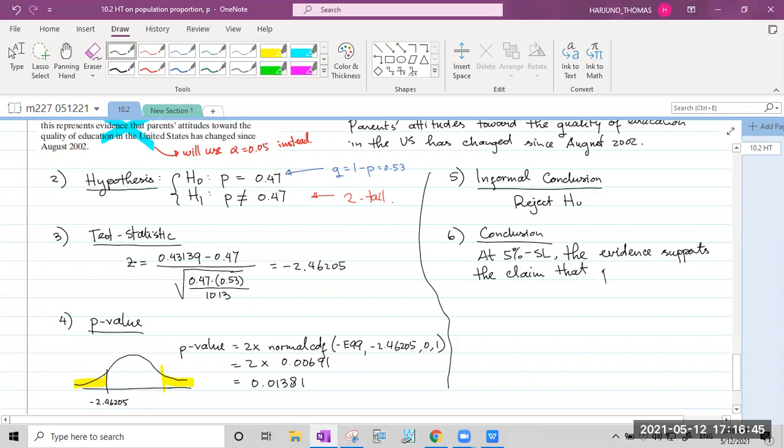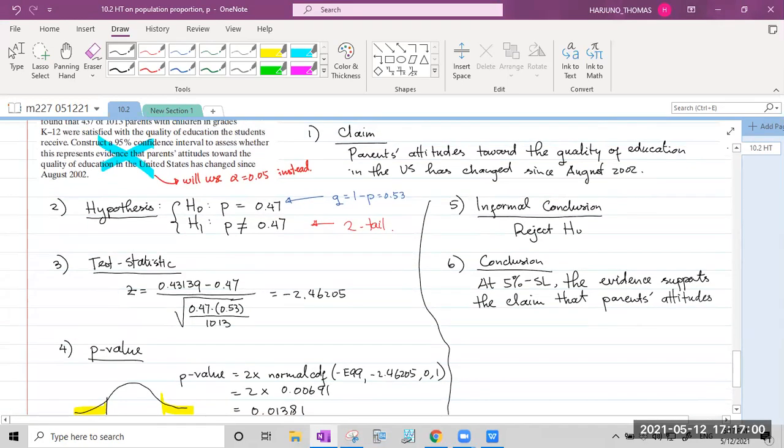that parents' attitudes... but after the claim that, you need to copy and paste whatever you said in your claim. What you don't want to happen is that they claim one thing but conclude another thing. It's like they claim, for example, Thomas is a very bad teacher, so the conclusion is you need to take Mr. A's class. No, that's not the conclusion. You did hypothesis testing on whether Thomas is a good teacher or not, right? So the conclusion should be about Thomas. The evidence supports the claim that Thomas is a good teacher, or the evidence does not support the claim that Thomas is a bad teacher, and so on and so forth.